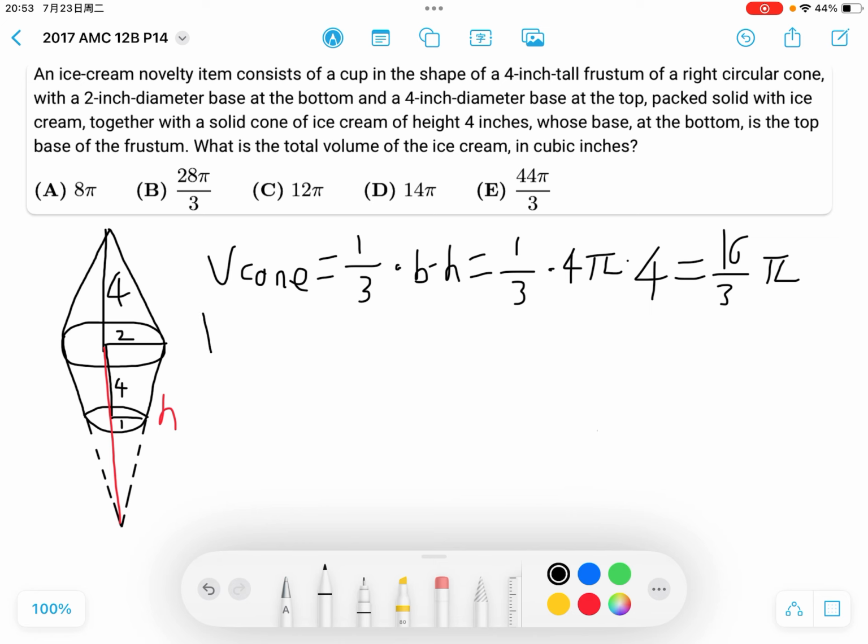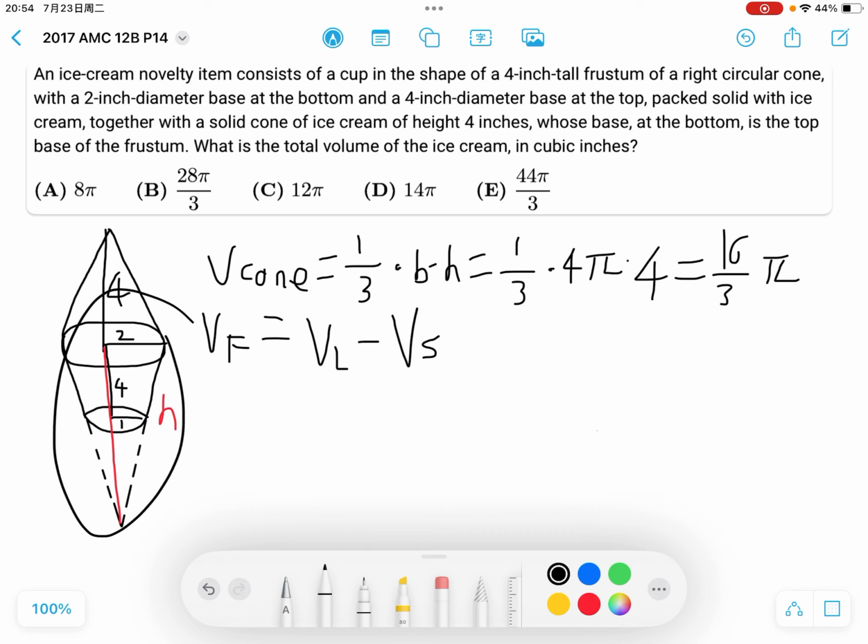So now we need to figure out the volume of the frustum, which I'm going to call F for short. It is the volume of this large cone, which I'm going to call L, minus the volume of the small cone, which I'm going to call S. So this is the large cone, and this is the small cone. Therefore we have 1/3 times the base times height of the large cone minus the base times height of the small cone.